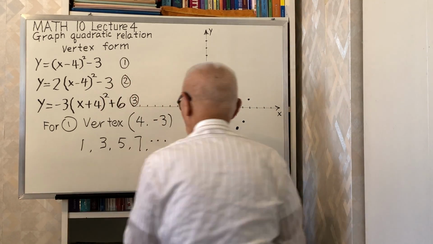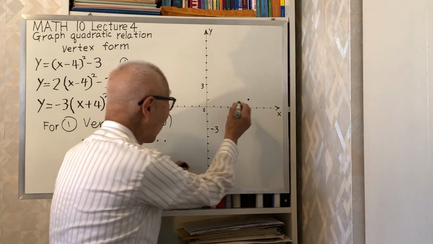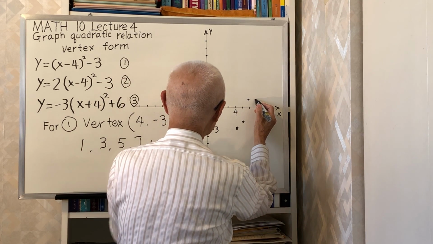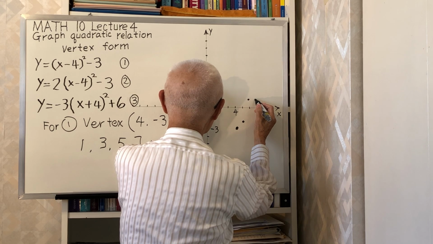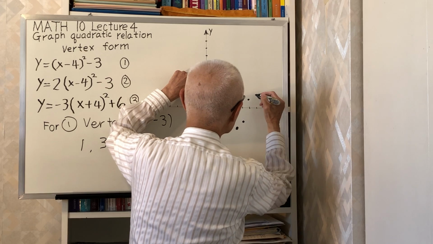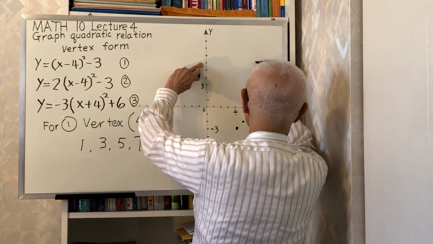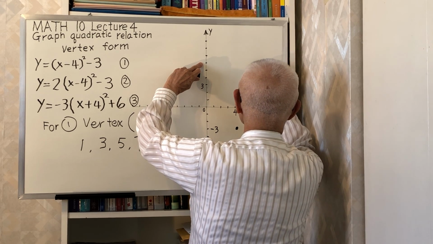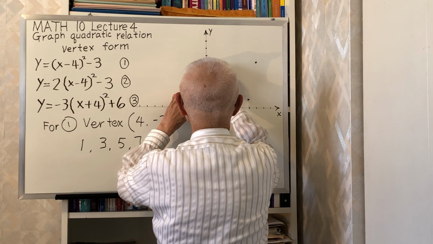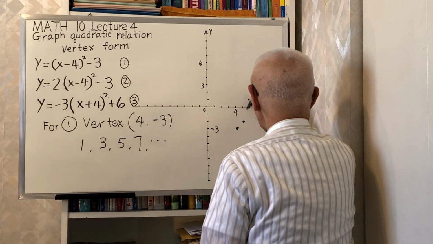Again, the next number is 5. I go 1 unit to the right and go up 5 units. So 1, 2, 3, 4, 5, it should be here now. Let me see, it should be here. Yeah. So 3, 4, 5, 6. Yeah. So I have these points now.